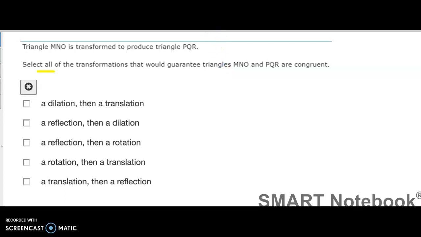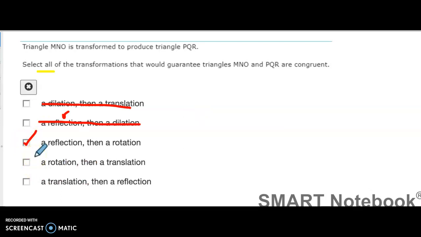So the first one that says a dilation, then a translation, that's out. A dilation is not a rigid motion. You are changing the size. The next one, it says a reflection. That's good. Reflections give us congruent figures. Then a dilation. That is no longer good. Once you dilate something, you are changing the size. Your pre-image and your image aren't going to be congruent. So that's out. Option 3 is good, a reflection then a rotation.